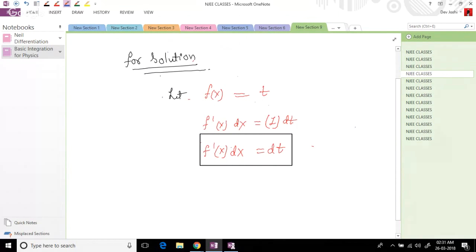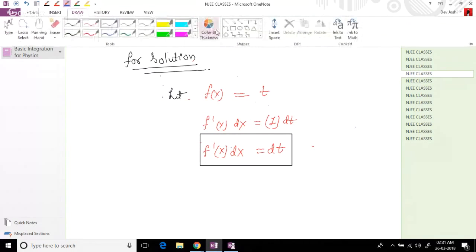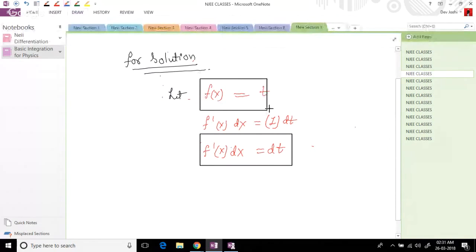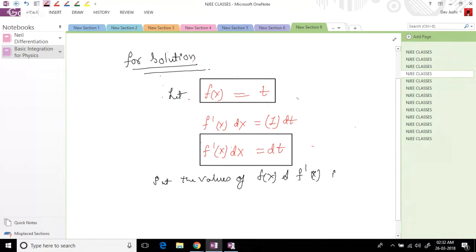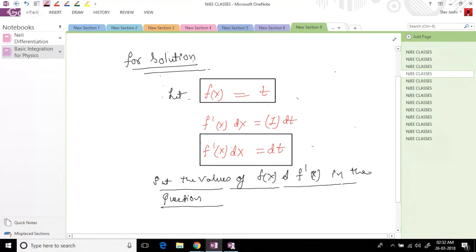Now whatever format you are having, just put in both these values. Put the values of f x as well as f dash x in terms of t. Just put the values of f x and f dash x in the question, and then you will get the way to solve it. Let's see by an example how to proceed with that.